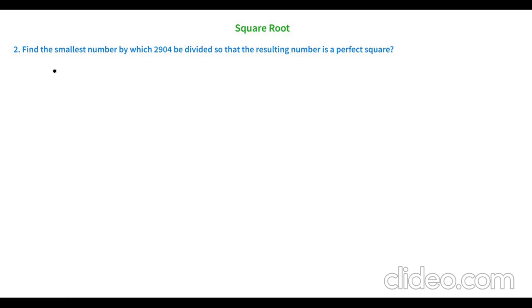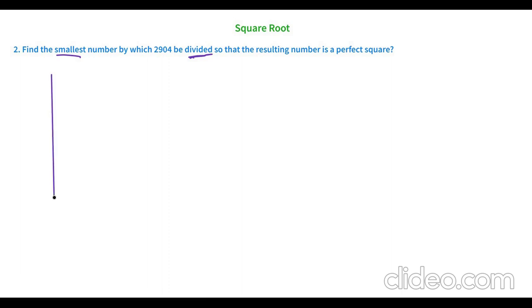So now let's see a second example. The second example is here. Find the smallest number by which 2904 be divided, so the resulting number is a perfect square. So the previous question was multiplying a number. Now the main statement which is given is to divide. And this should also be the smallest number. So as we did in the previous question, with 2904 we will first find the prime factorization.